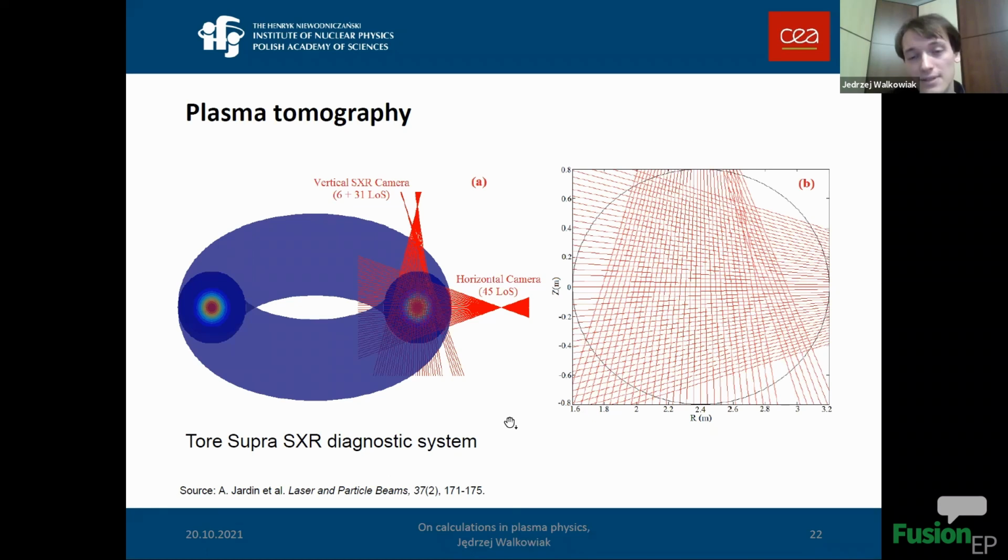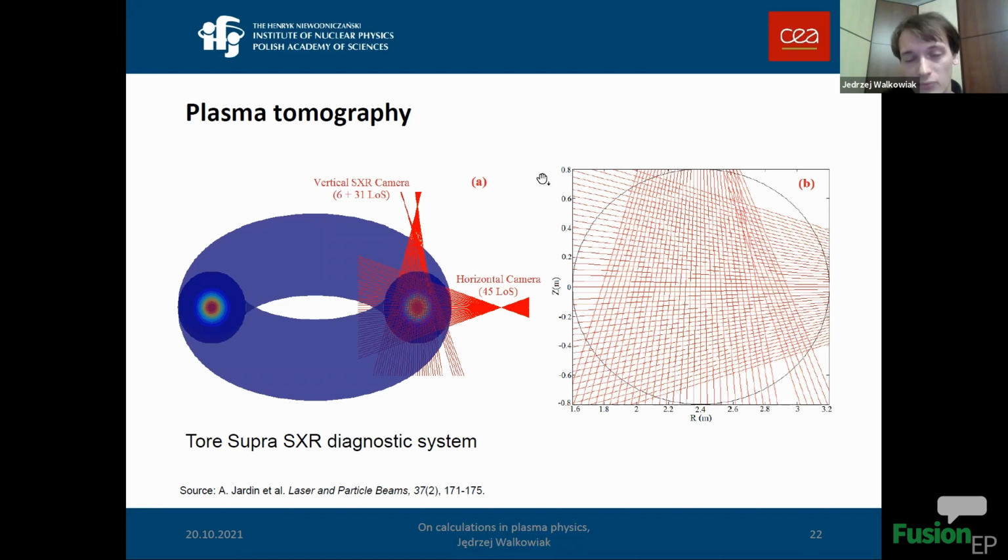And here you can see the example of the plasma tomography of the soft X-ray diagnostic system from WEST, where we would like to obtain the cross-section reconstruction of the emissivity inside the plasma, based on the readings from two cameras, one vertical and one horizontal, with quite a limited number of channels.